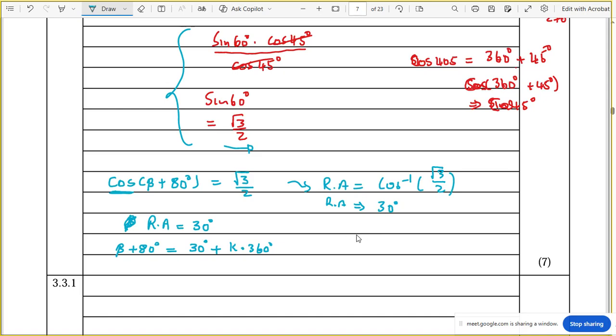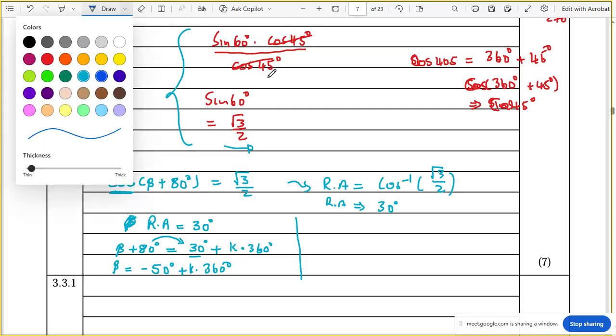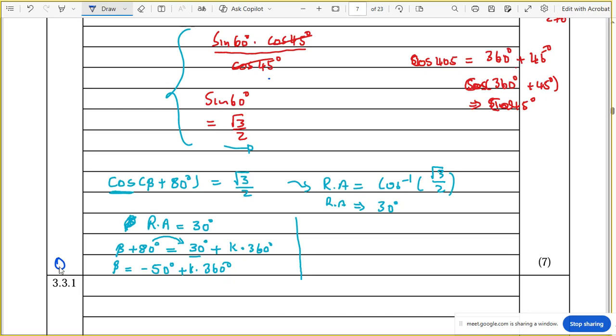You have the reference angle, and since you have it, you can just put your reference angle there and add k times 360. But we are looking for beta, meaning the 80 will come to the other side to be negative, which gives us 30 minus 80. That's minus 50. So the final answer is minus 50 degrees plus k times 360. Guys, the solution you see on the board is for quadrant 1.